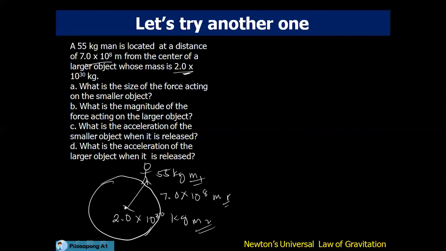So we will not write the given. We proceed with the required. Later na yung required. So our equation will be F equals G, the gravitational constant, M1, M2 all over R squared. So the first question is, what is the size of the force acting on the smaller object? So you just need to use this one.